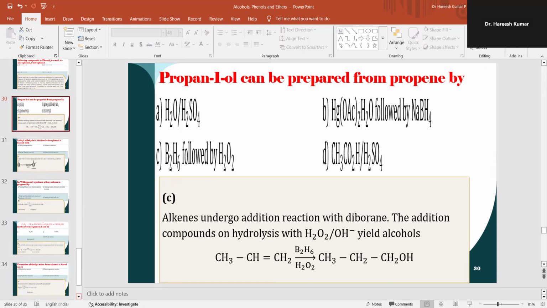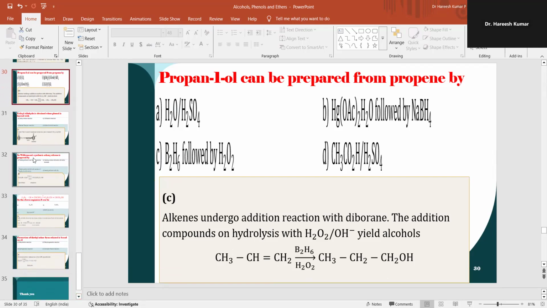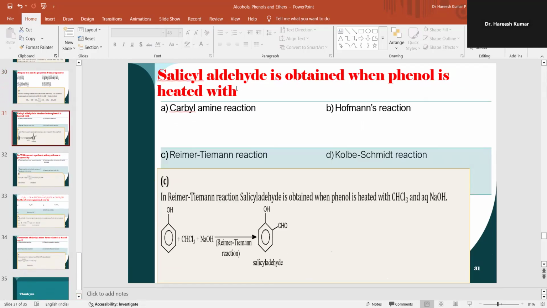Let's take another question. Salicylaldehyde is obtained when phenol is heated. That means it's a Reimer-Tiemann reaction. In the Reimer-Tiemann reaction, phenol on reaction with chloroform and sodium hydroxide gives rise to an aldehyde. That means chloroform and sodium hydroxide give rise to carbene. That carbene adds to this carbon and forms an aldehyde.